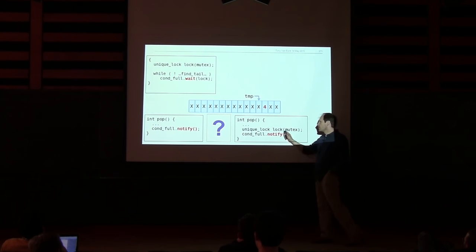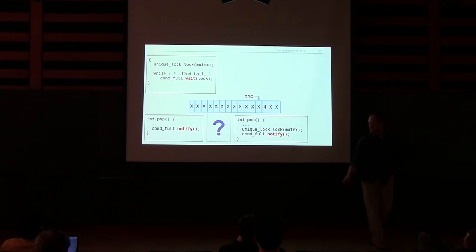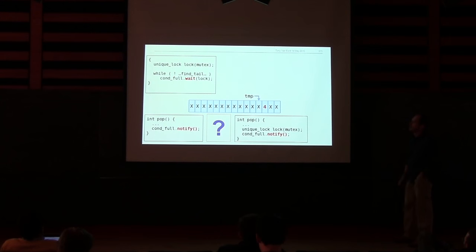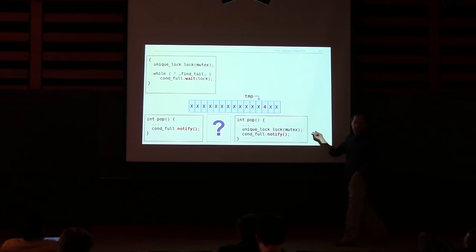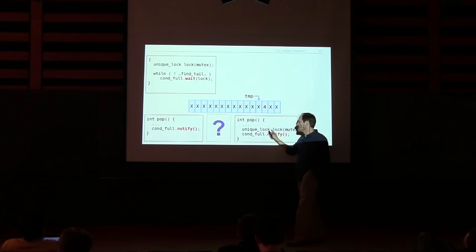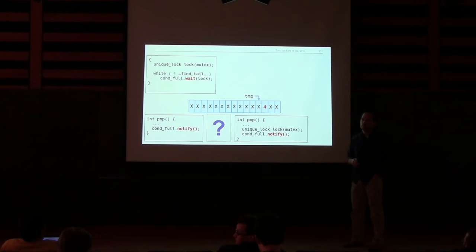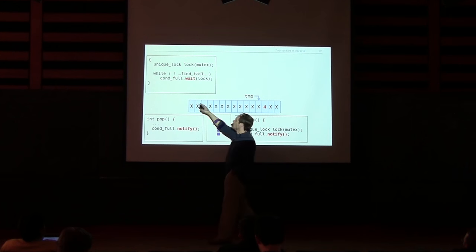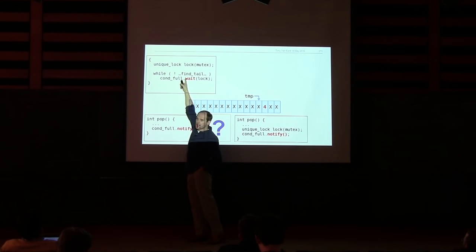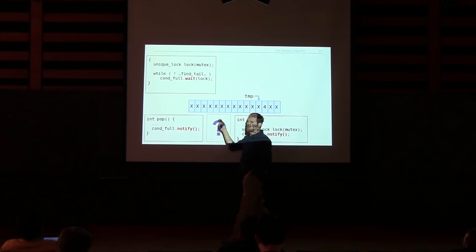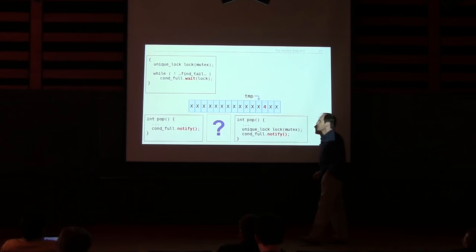Here's the question. Is Pop going to grab the lock to call notify? Because this is how you're supposed to call notify. You don't have to, but people recommend this. But I tell you, you don't want to grab a lock on every pop. This is supposed to be lock-free. Yes? Isn't it that you only need it because of spurious wake-ups? Spurious wake-ups happen, which is why we have this extra find check in here. But no, I'll show you why there's a difference here.